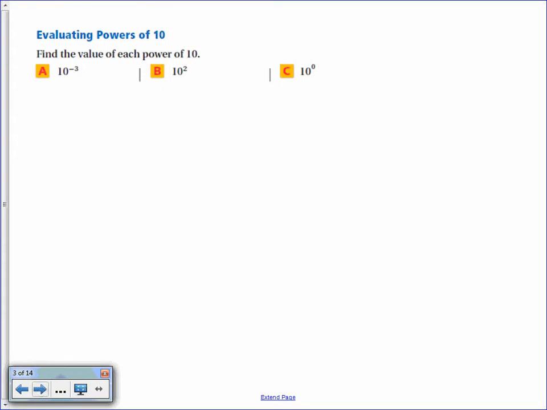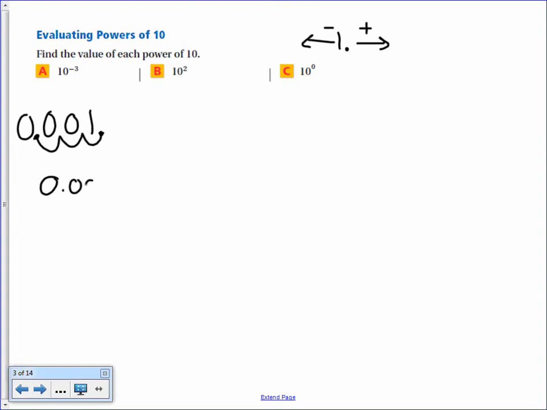All right, so let's take a look at some examples. Find the value of each power of 10. So remember, if it's positive, you're going to move to the right. If it's negative, you're going to move to the left, the decimal point after the 1. So letter A, we got a 1 and 10 to the negative 3, so start on the right side. We got to go back 3: 1, 2, 3. There's my new decimal point. Fill in those zeros. So 0.001 would be my decimal value of 10 to the negative third.